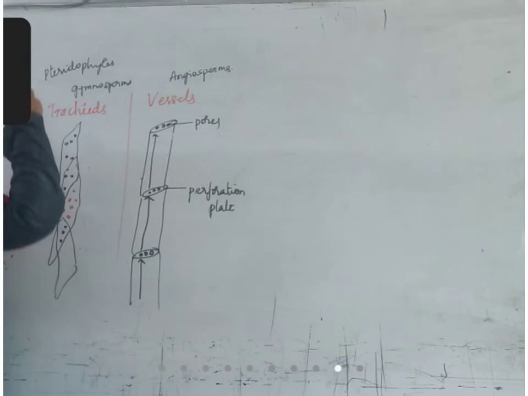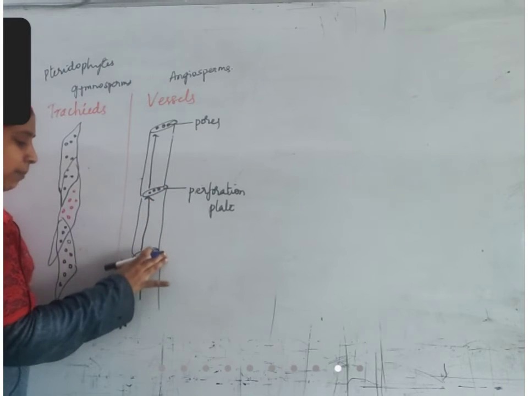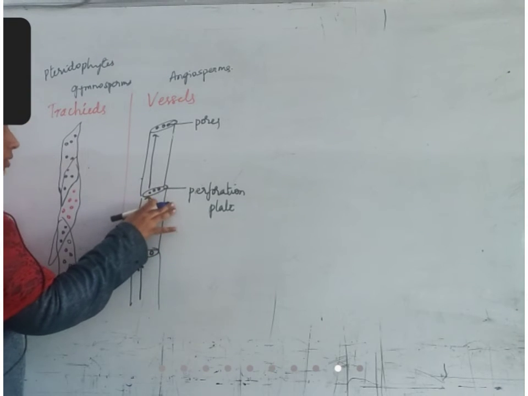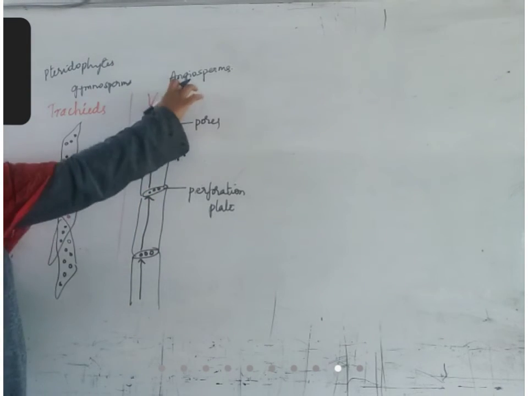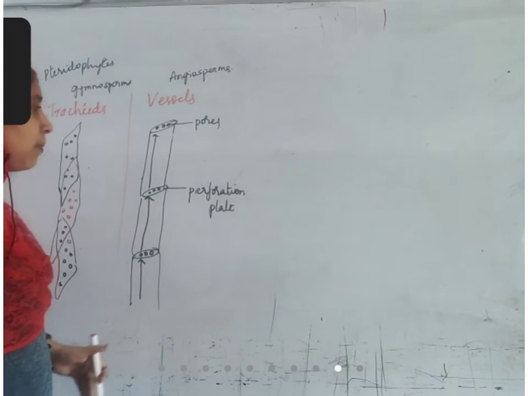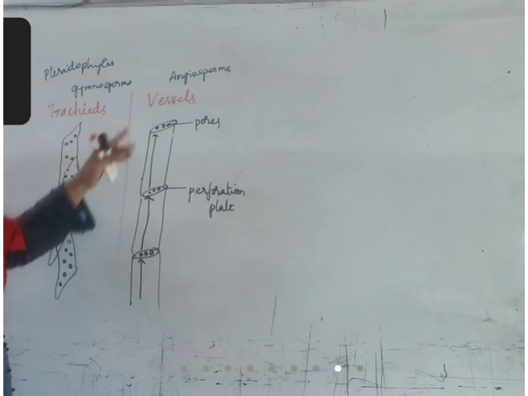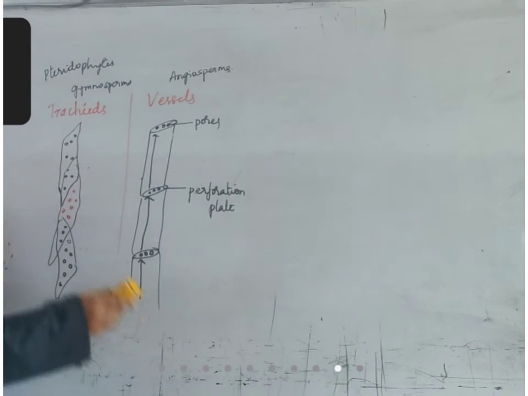So that means this is a very less evolved model, very primitive model. This is a completely advanced model. It is present in higher plants. If it is present in higher plants, it means it's a completely advanced model. This is present in those plants which are formed before the evolution of angiosperms occurs.